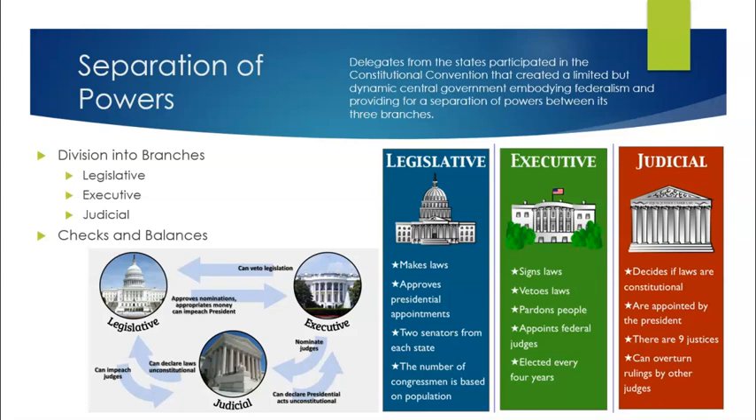To make sure no one branch got too much power, the framers set it up so that each could check the powers of the other, a system known as checks and balances.